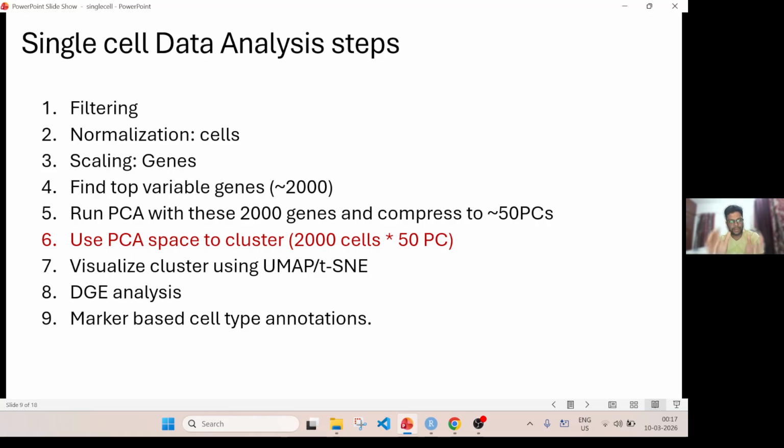So the PCA space, or PCA coordinates that we got, forms the basis of the single cell downstream analysis, and the next step is the clustering. After clustering, we do the visualization using UMAP or t-SNE, then differential expression, and then cell type annotation. In this video, we will focus on clustering, because this is an important step: how clustering is calculated and how tuning the parameters changes your clustering, and all the downstream analysis is based on this clustering. So that's why we will focus on clustering in this session.